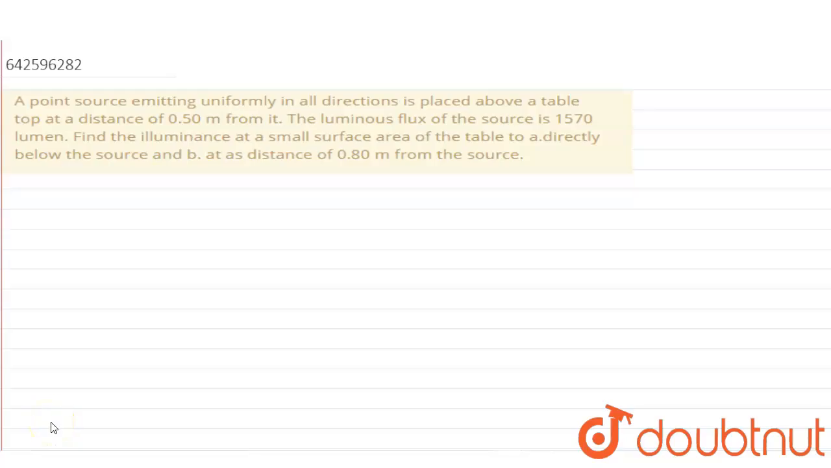Hello guys, here the question is: a point source emitting uniformly in all directions is placed above a tabletop at a distance of 0.5 meter from it. The luminous flux of the source is 1570 lumen. Find the illuminance at a small surface area of the table at the A part, which is directly below the source, and the B part, which is at a distance of 0.8 meter from the source. So let's see the figure here.